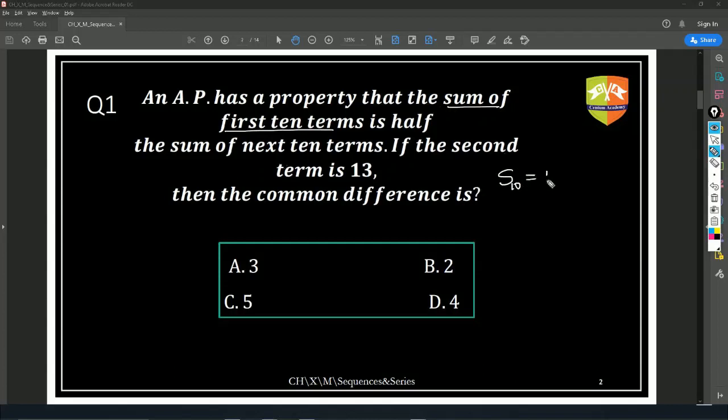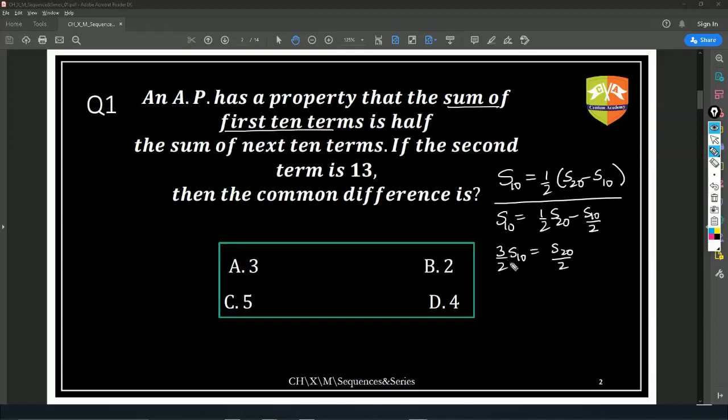Next 10 terms will be S20 minus S10, isn't it? Okay, so S10 is equal to half of S20 minus S10. Did you understand this step, guys, all of you? Is this clear? So this is the next 10 terms, right? So what do I get? I get S10 is equal to half of S20 minus S10 by 2. So that means 3 by 2 S10 is equal to S20 by 2.